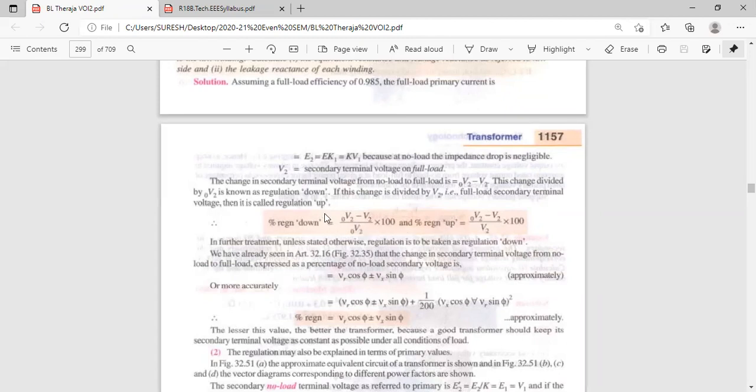These are the formulas for regulation down and regulation up. In the numerator, the change in voltage from no load to full load, divided by no load voltage; and here, no load voltage minus full load voltage divided by full load voltage. Up to here, you remember. In the next class, I will derive the formula for percentage regulation. But remember these two formulas. We will do some problems on these formulas also in the next class.